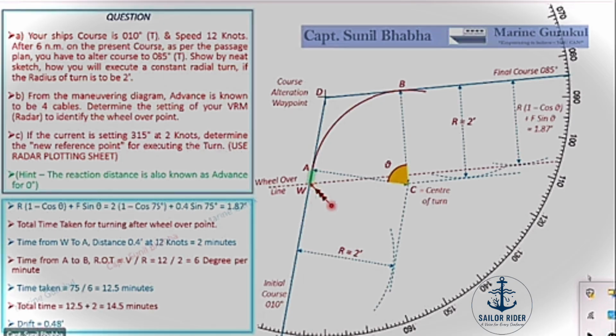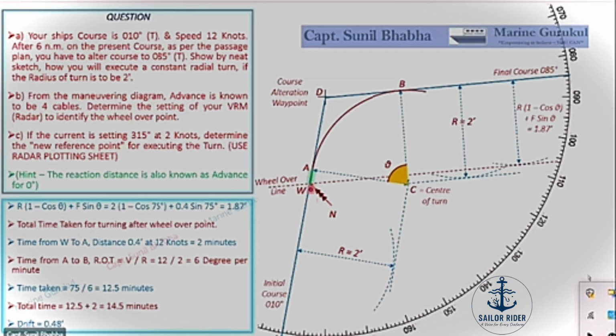Why have we applied it in the reverse direction? It will become clear to you in a while when we complete the plot. So the point where the vector ends is November. Let's plot it as November, call it as November. So November to Whiskey, NW, represents the set and drift of the current.